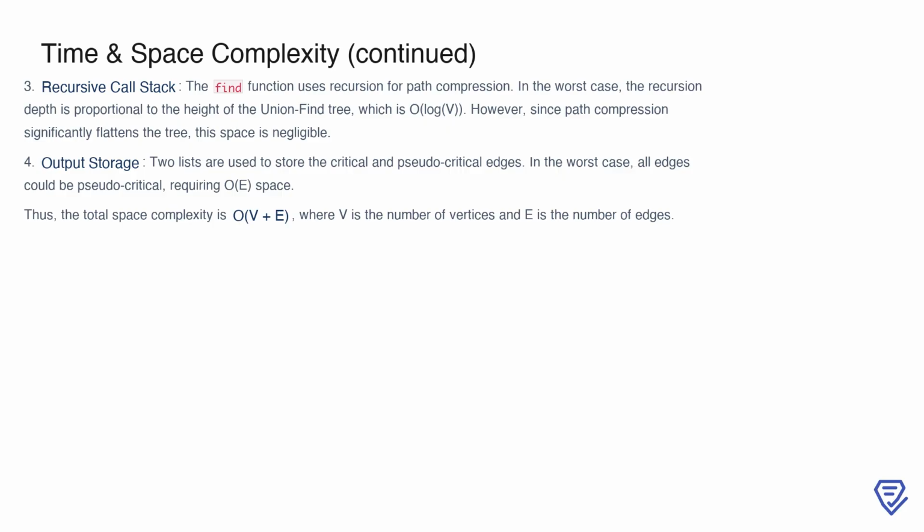Another factor is the storage required for the output. Two lists are maintained to store the critical and pseudo-critical edges. In the worst case, all edges might be pseudo-critical, requiring O(E) space for these lists. When we combine all these factors, the total space complexity of the solution is O(V + E). This ensures that the solution is space efficient, as the complexity scales linearly with the input size, encompassing both the vertices and edges of the graph.